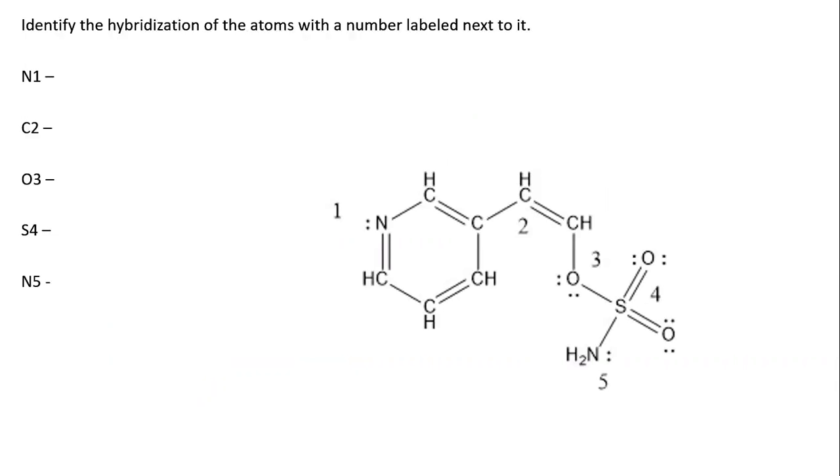So our last question deals with determining the hybridization of the elements or the atoms with numbers next to it. So again, here we look at N1. So we have a nitrogen atom. And so if you want to use the short way to do it, we go S, P, P. So this nitrogen is sp2 hybrid orbitals. Again, double bonds, triple bonds count as one pair.